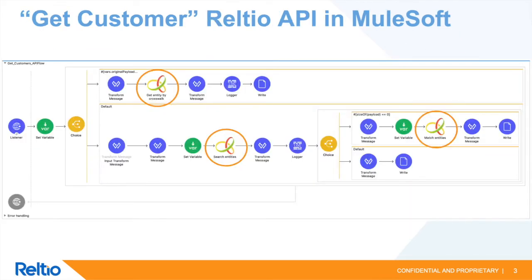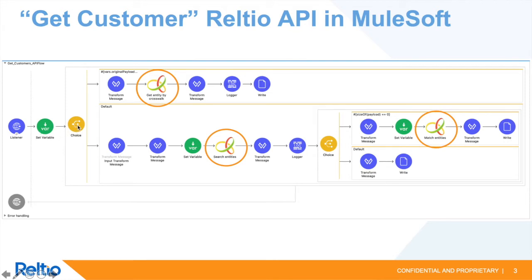So in Mulesoft, this is what my Get Customer Reltio API looks like. We start off with a request of information from the calling application, whatever it happens to have available, and then we're going to go through a decision process. We're going to see whether we have the ID from the source system, and if we do, we're going to do Get Entity by Crosswalk. This is a very specific Reltio API call, and if we're successful there, we're just simply going to send the data that we find back.